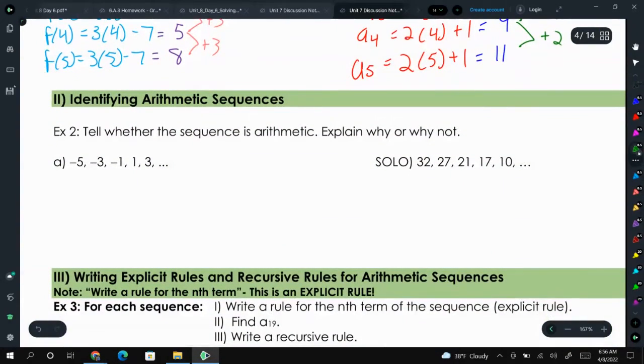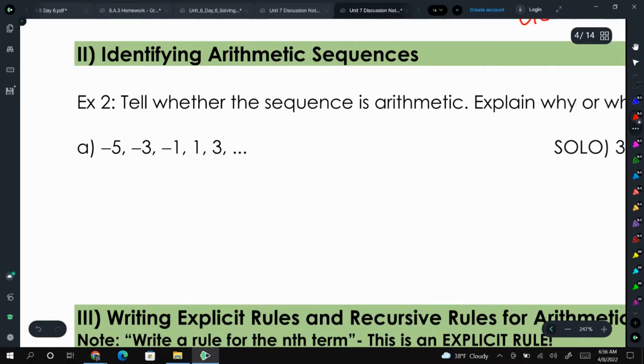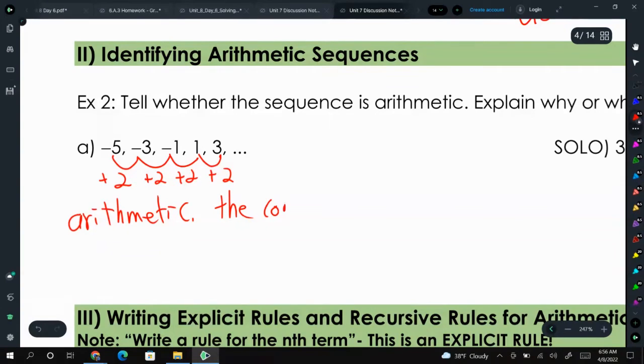So we're going to tell whether the sequence is arithmetic or not. If I look at the first one, I'm going up by 2, up by 2, up by 2, up by 2. Yep, this is arithmetic. The common difference is 2.